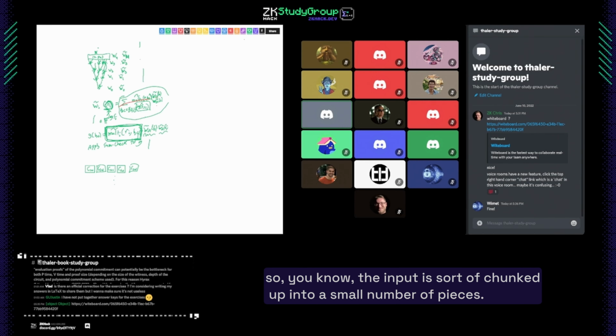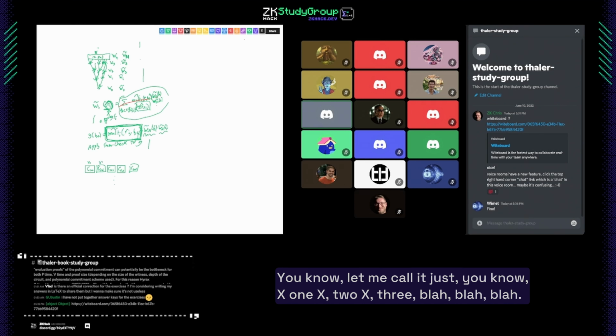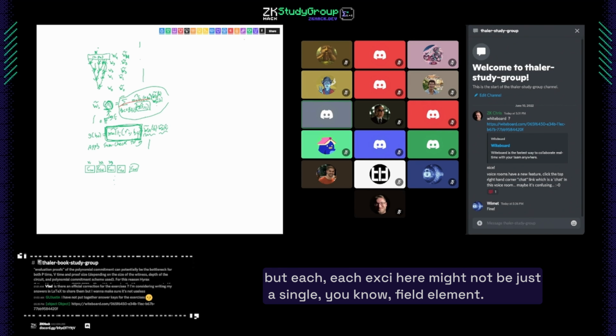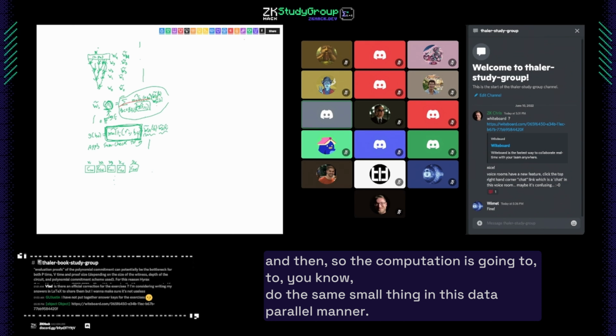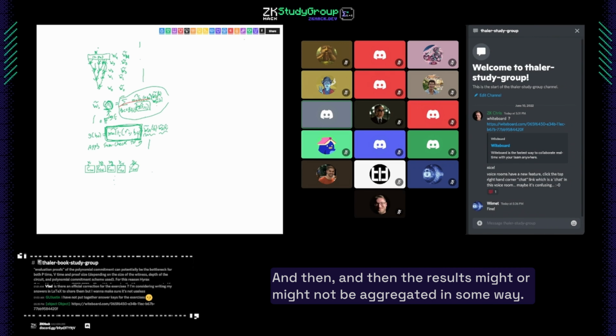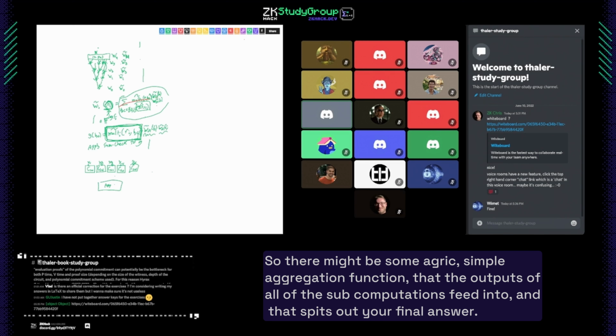So the input is chunked up into pieces, let me call them X1, X2, X3, and so on. But each Xi here might not be just a single field element. It might be several field elements. And then the computation is going to do the same small thing in this data parallel manner. And then the results might or might not be aggregated in some way. There might be some simple aggregation function that the outputs of all the sub-computations feed into, and that spits out your final answer.